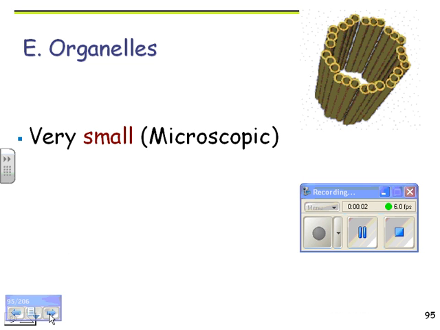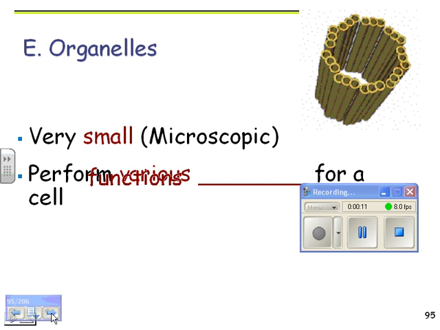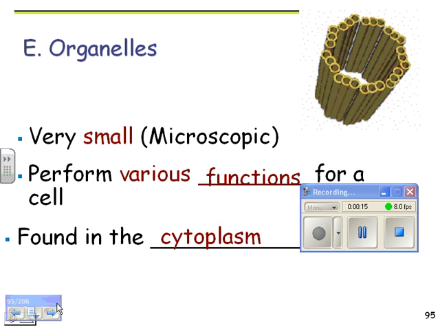Organelles. Organelles are very small, they're microscopic. These are the things that are inside cells that have a special function. So they perform various functions for a cell, and they're found in the cytoplasm. Sometimes students mix up cytoplasm for cytosol. Cytosol is the goop, and cytoplasm is the goop with all the organelles. So again, an organelle is a tiny structure within a cell that has some special function.